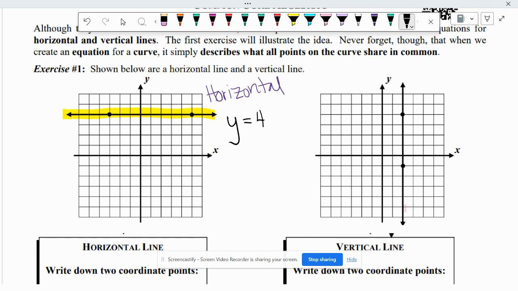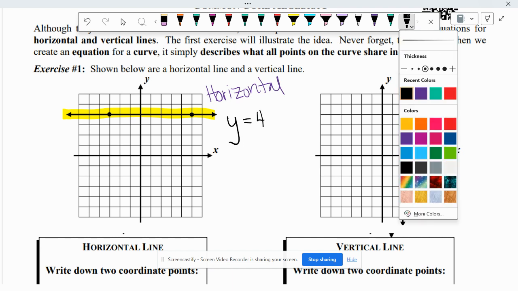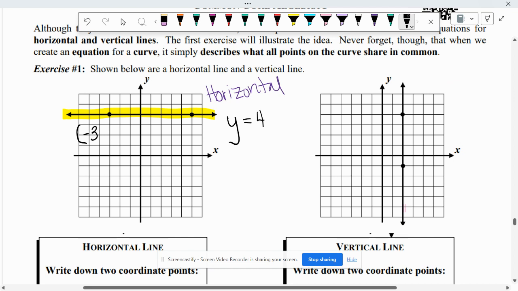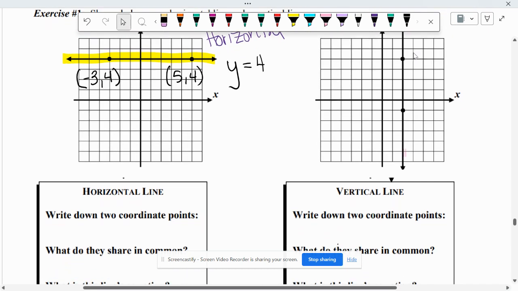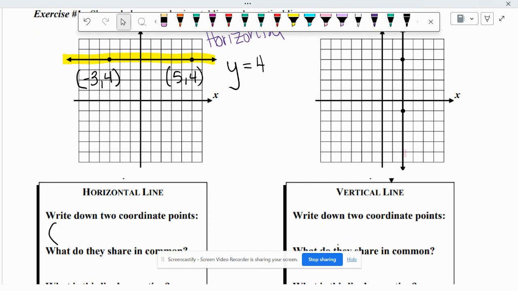So there are 2 points on this graph. This first point is -3, 4. And this second point is +5, 4. And that's what the first question underneath the graph says. Write down 2 coordinate points. So -3, 4 and 5, 4. The second question says, what do they share in common? Yeah, they both have the value of 4.